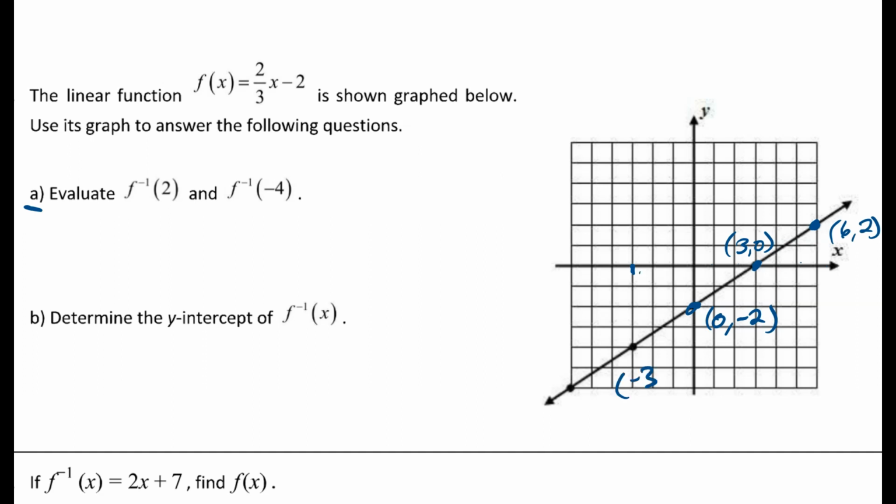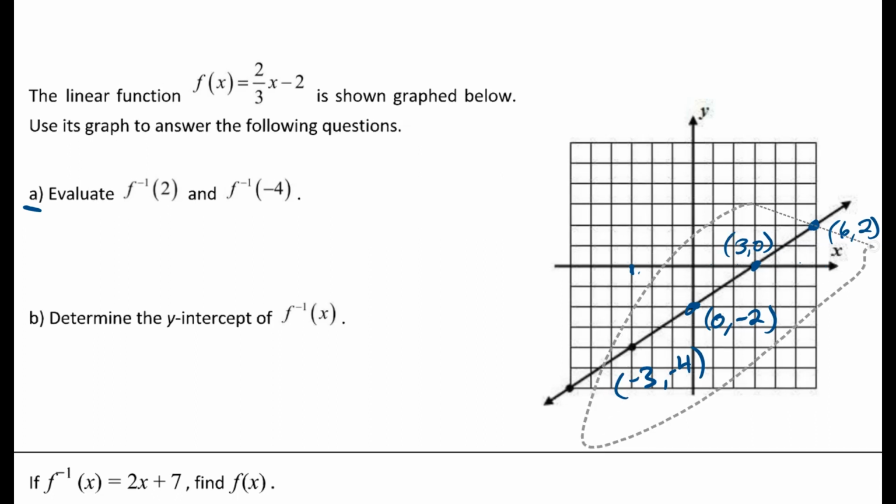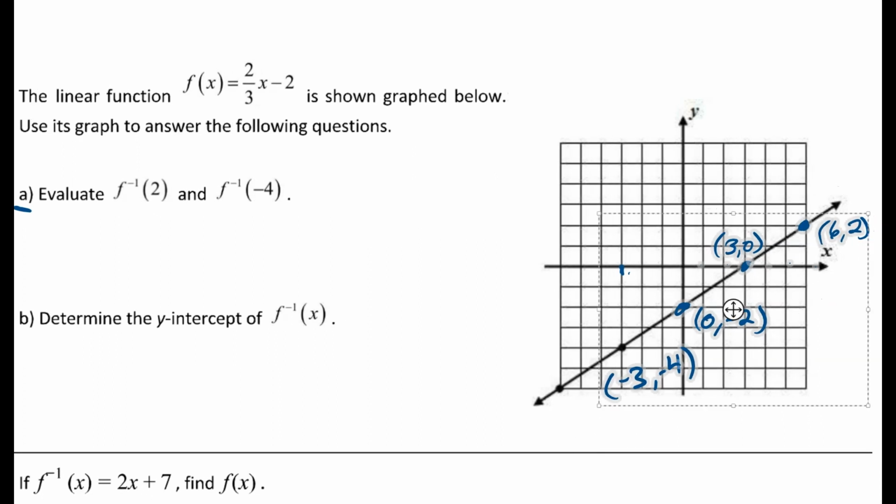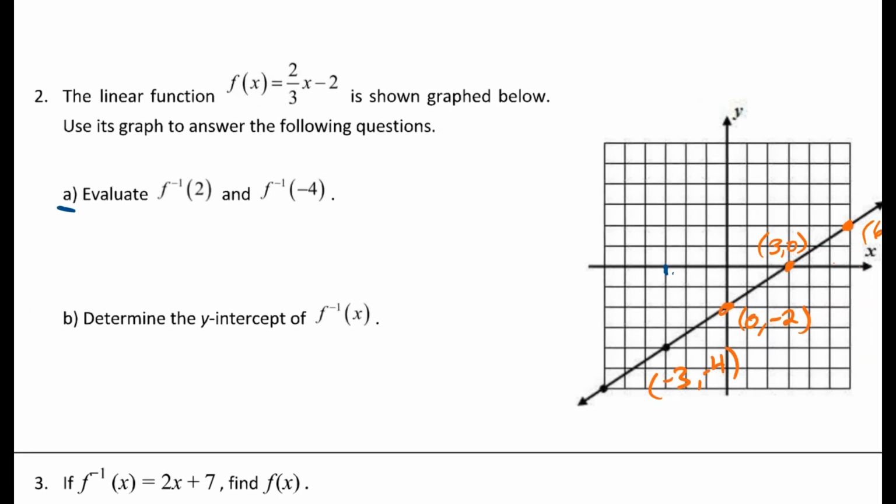negative 3, negative 4. And let me just make that a brighter color so we could see that. And let's take a look at these. So it's asking me to evaluate f inverse of 2, where that's an x value on my inverse graph.